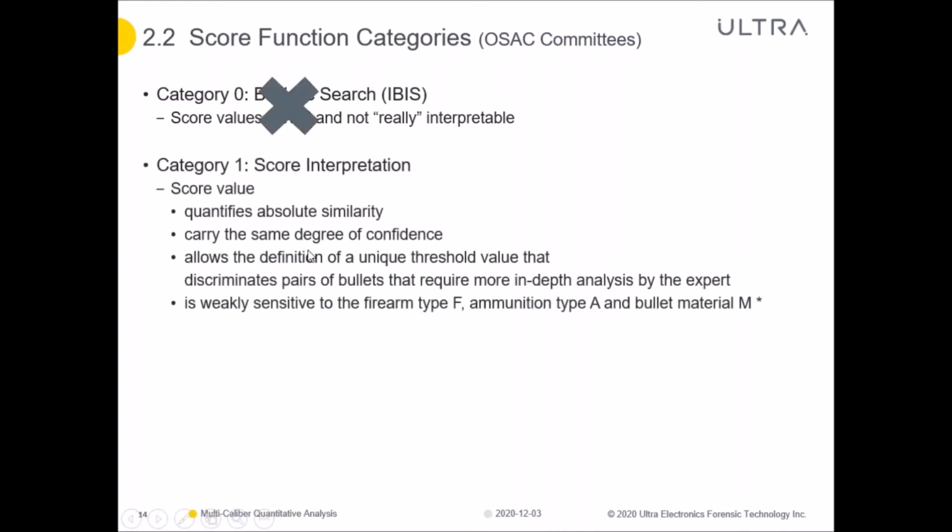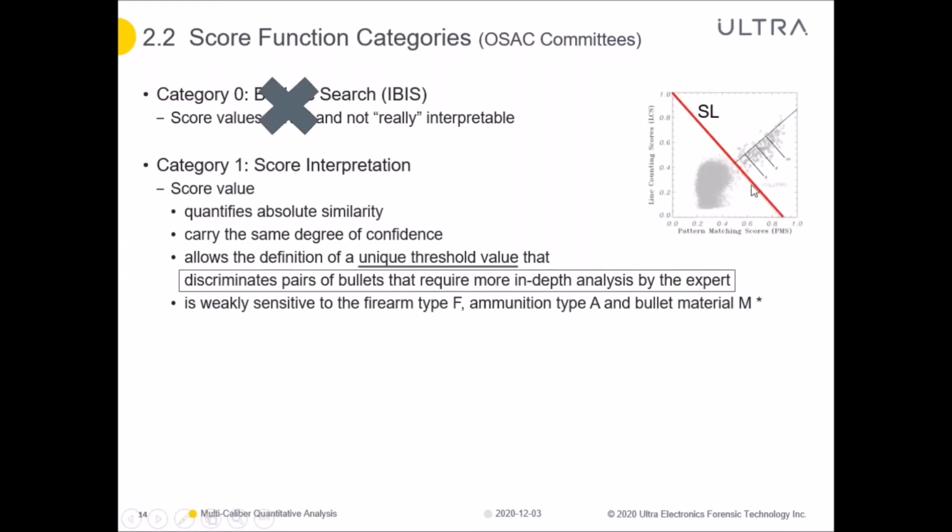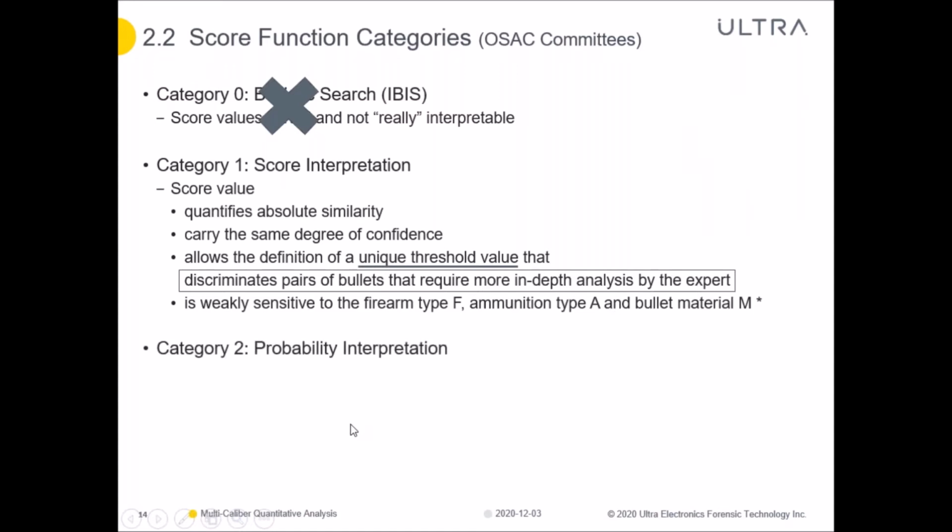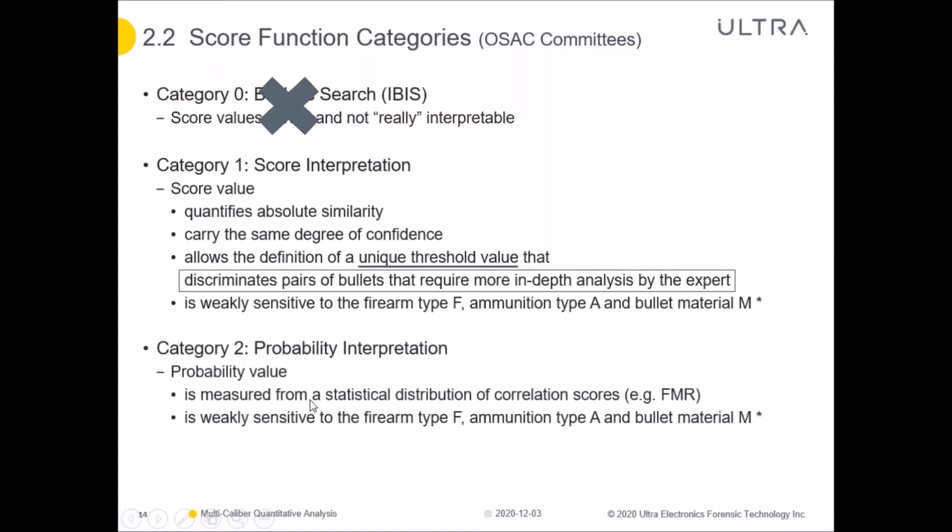Category number 1: the score value first quantifies absolute similarity, carries the same degree of confidence, and allows the definition of a unique threshold value that discriminates pairs of bullets that require more in-depth analysis by the expert. This is exactly our separation line. And finally, it is not or only weakly sensitive to a FAM combination. Category number 2: the probability value is measured from a statistical distribution of correlation scores, for example, false match rate. And here again, it's not or only weakly sensitive to a FAM combination. Otherwise, a threshold value must be defined for each of those FAM combinations. And here again, we may not want this.